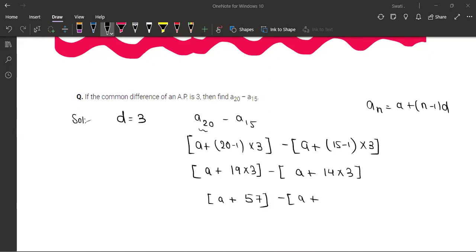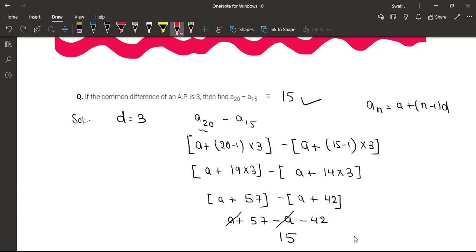So now we have A plus 57 if I remove the bracket, and then minus, if I remove the bracket here, this A will become minus A and plus will become minus 42. Do you understand this? Yes. Okay, so क्या cancel होगा? A और minus A cancel. So what is the answer? What is 57 minus 42? You can tell me 57 minus 42, that would be your answer. It's 15. So what's the answer of A20 minus A15? It's 15.